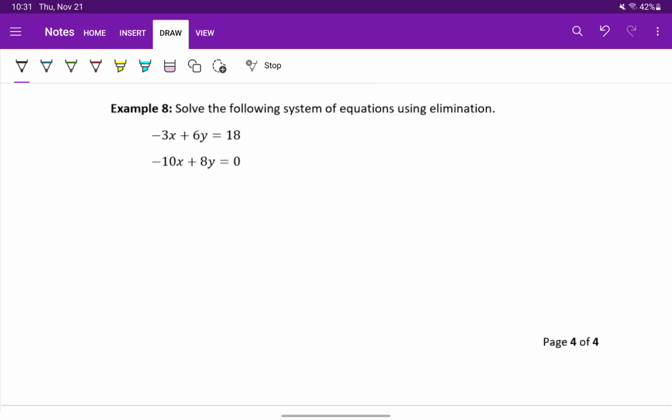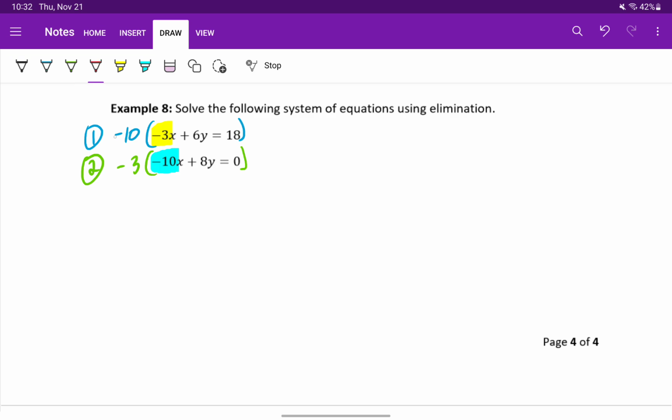Example 8, in my opinion, is the trickiest case of this because there's no really kind of clear, easy choice to make. 10's not a multiple of 3. 8's not a multiple of 6. So there's no whole number that we can just multiply across one of the equations to get something to cancel out. In that case, what we'll do is just look at the coefficient. We could start with the y variables. I just tend to start with the x variables. And we'll multiply each equation by the other coefficient. So that is, we'll take equation 1 and multiply it by -10, and take equation 2 and multiply it by -3.